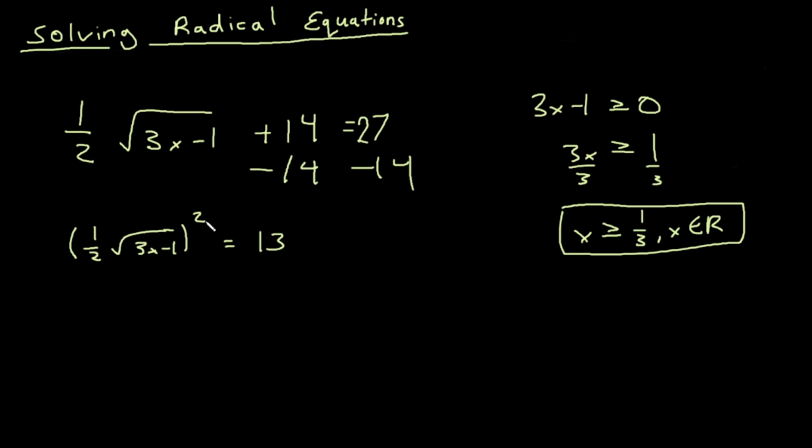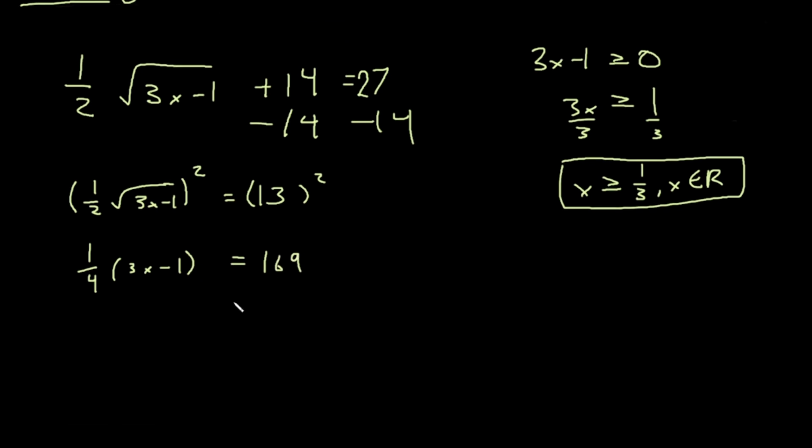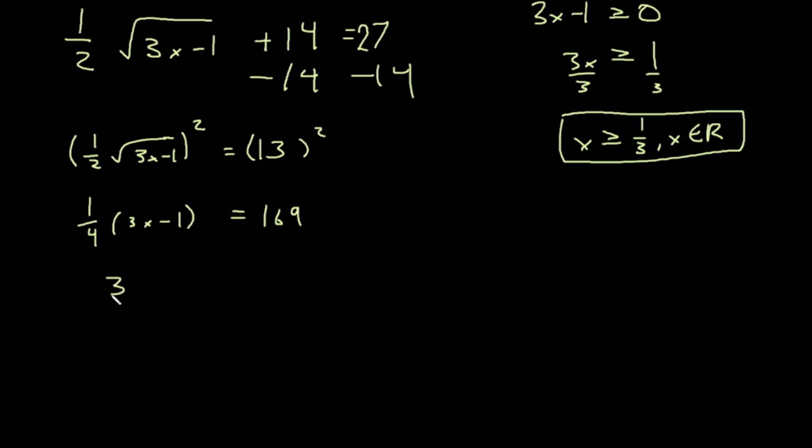Say we square both sides. So we have 1 over 4 times 3x minus 1 is equal to 169. Now, in this case, a common mistake that I myself have made is not distributing the coefficient. So for instance, one mistake that I usually make is I simplify this to 3 over 4 minus 1, when in reality, whenever you have a coefficient times a radical and you square it, your coefficient has to multiply to every term inside the radicand. So in reality, this would be 3 over 4x minus 1 over 4.